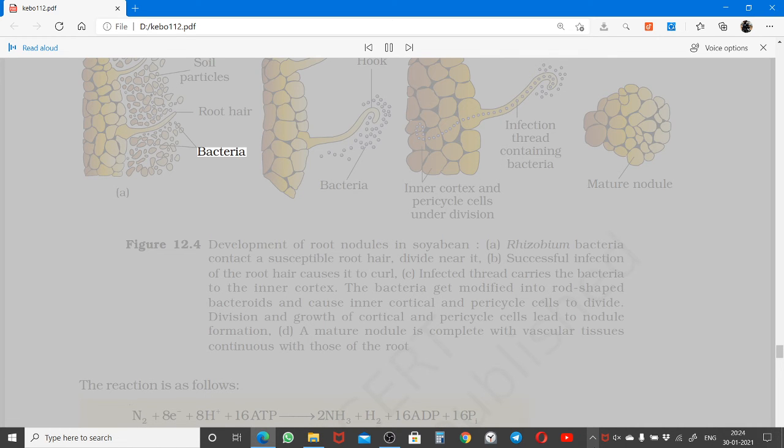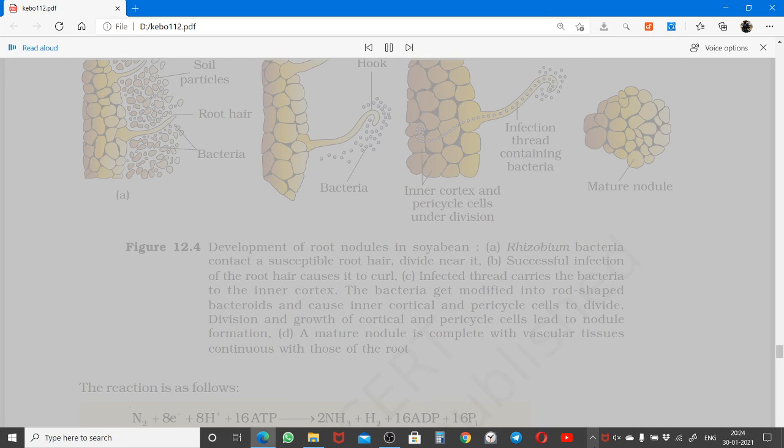Labels in the figure: soil particles, root hair, bacteria, inner cortex and pericycle cells under division, infection thread containing bacteria, mature nodule, bacteria. Figure 12.4 Development of root nodules in soybean. A. Rhizobium bacteria contact a susceptible root hair, divide near it. B. Successful infection of the root hair causes it to curl. C. Infection thread carries the bacteria to the inner cortex.